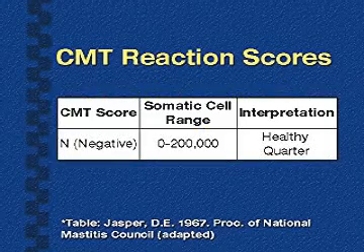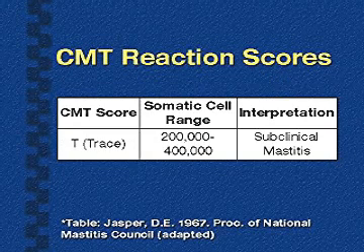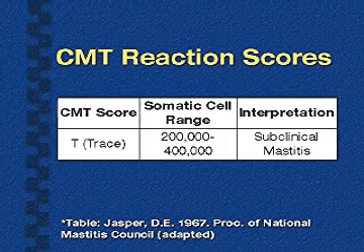N means negative. There's no evidence of thickening in the mixture. T means trace. There is a slight thickening of the mixture. Trace reactions seem to disappear with a continued rotation of the paddle. 1 means weak positive. There's a distinct thickening of the mixture, but there's no tendency to form a gel. If the paddle is rotated 20 seconds or more, the thickening may disappear.